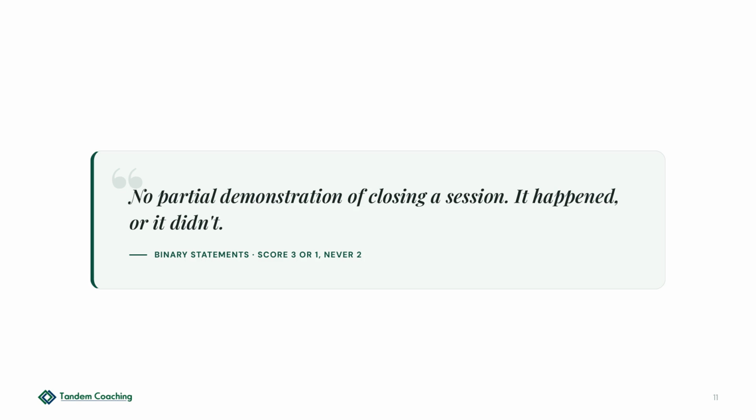One more scoring nuance. Some behavioral statements are essentially binary, even on the 4-point scale. Coach supports the client to close the session. The coach either does this or doesn't. There's no partial demonstration of session closure. In cases like these, you're marking 3 meets or 1 does not meet. A 2 would mean they sort of close the session, which doesn't really make sense. Not every statement works this way, but knowing which ones are binary helps you rate more accurately.